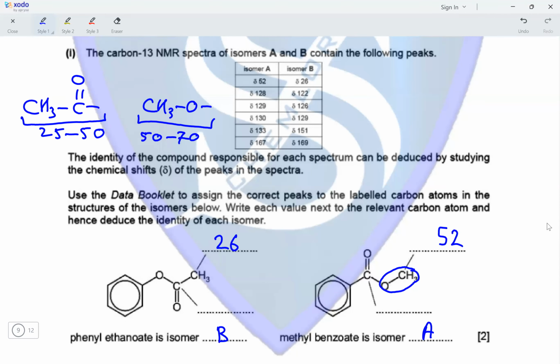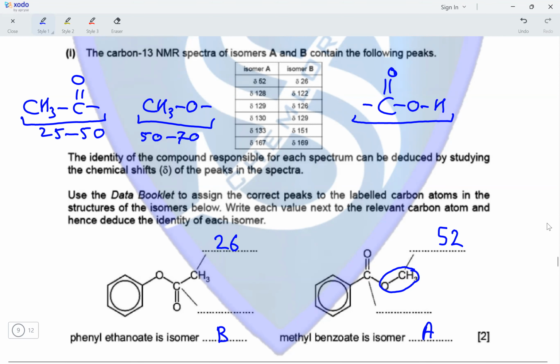Now, to complete the values for the other peaks, we've got a C double bond O, single bond O. This is the peak for the carboxylic group, and the peak for the carboxylic group lies in the range of 160 to 185. So in isomer A, the peak is at 167, and in isomer B, this peak is at 169.